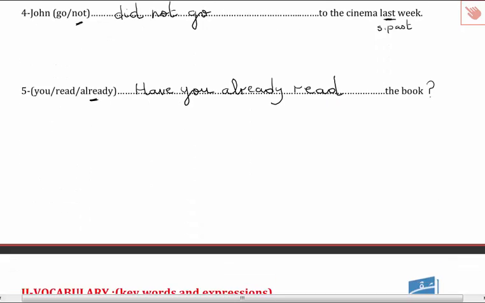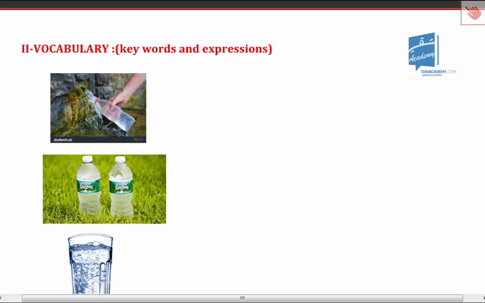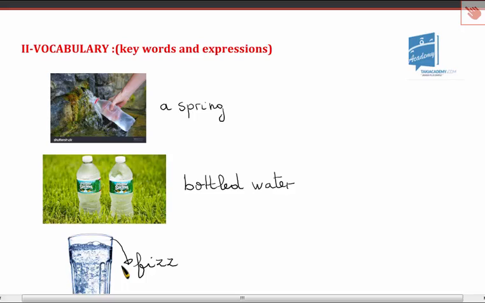Good. Now we are going to have a look at our vocabulary today. So I'm going to explain for you some keywords and expressions in the text, which makes it easy for you to understand it. So here I have a spring of water, and a spring is actually a natural source from which we get water, a natural one. Then when we put water in bottles, mineral water, we have bottled water. Bottled water is water in bottles, like the mineral water in Tunisia, Safia, Sabrine, etc. And we have also fizzy water. Fizz means gas, the gasified water, like Garci, for example.